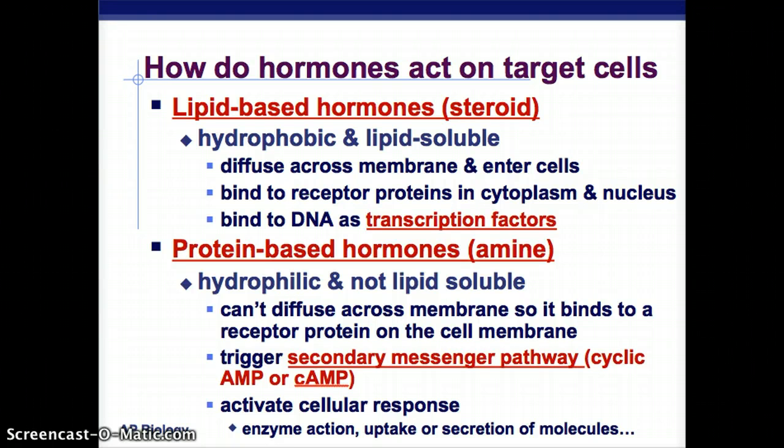Then your protein-based hormones, the amines and other ones, are hydrophilic, they like water, and they're not lipid soluble. They won't be able to diffuse across the membrane, they're too big. So instead they bind to a receptor protein that's on the cell membrane. Once it's bound to the protein, it triggers the secondary messenger pathway, which is cyclic AMP, also known as cAMP. You need to know that for the AP test. Then that secondary messenger pathway activates a cellular response, like enzyme action or uptake or secretion of molecules.